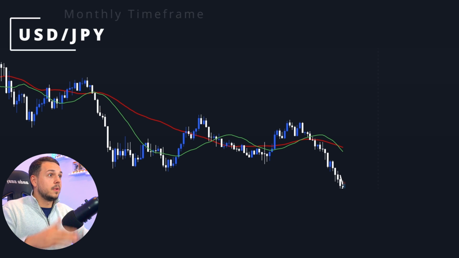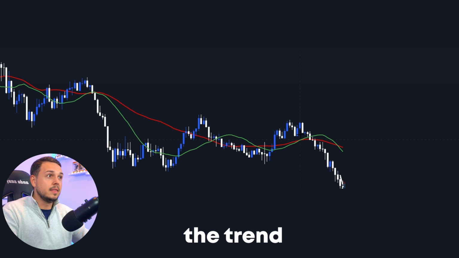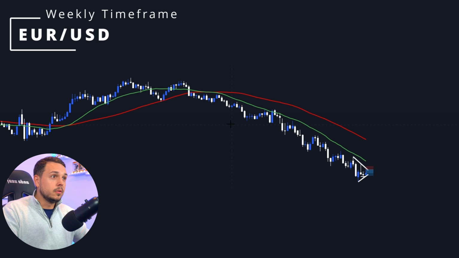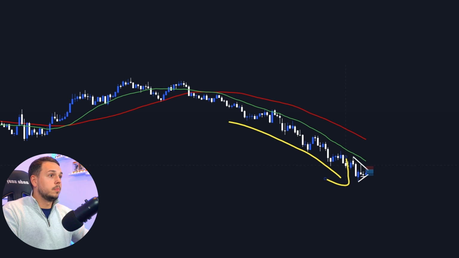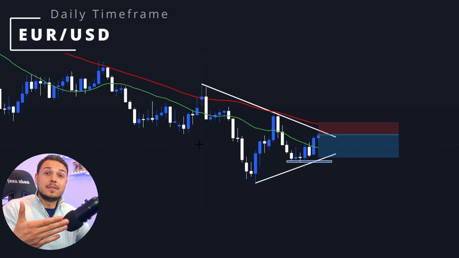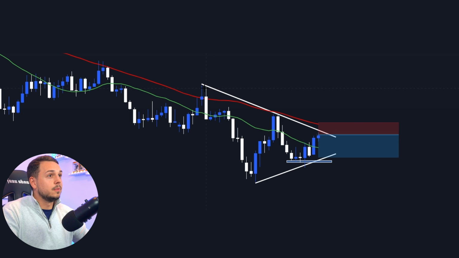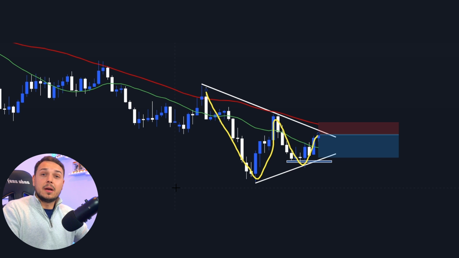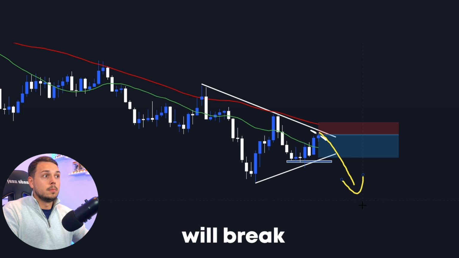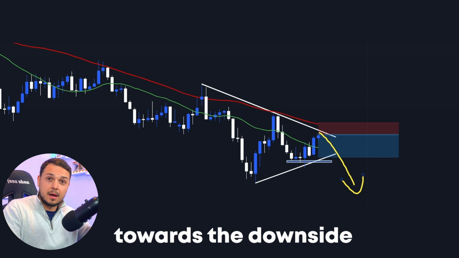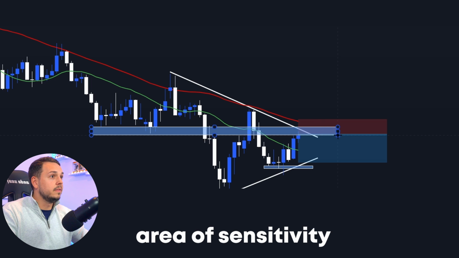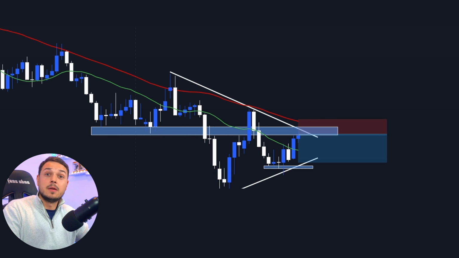So monthly time frame, once again, look, the trend is still towards the downside. We can see the same thing on the weekly, nice drop towards the downside, and the daily time frame was the most important because we can see a nice squeeze pattern forming, and because it's on a downtrend, very likely the squeeze pattern will break and shoot towards the downside. And we can also mark a nice area of sensitivity, which of course is a resistance.